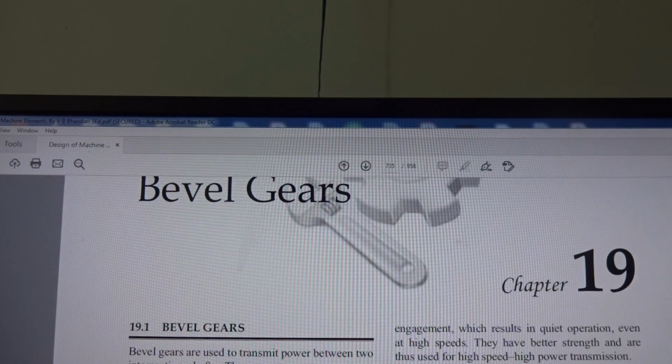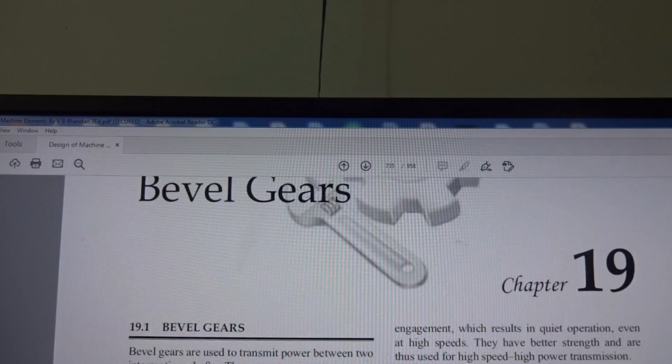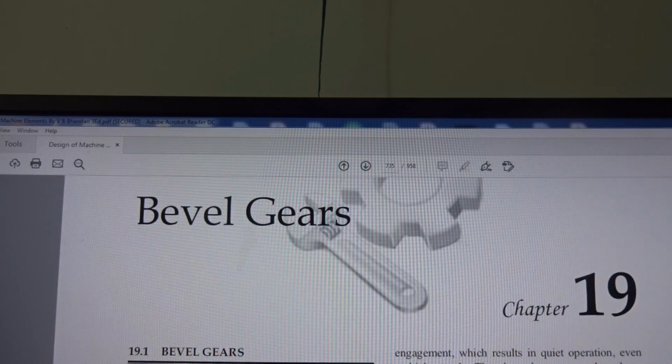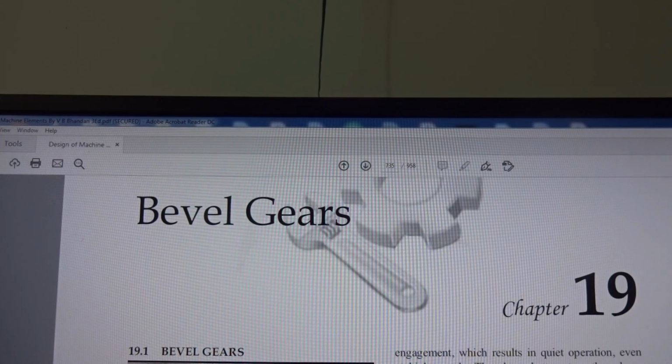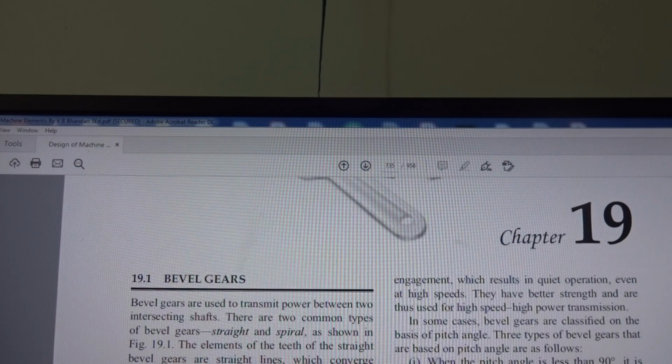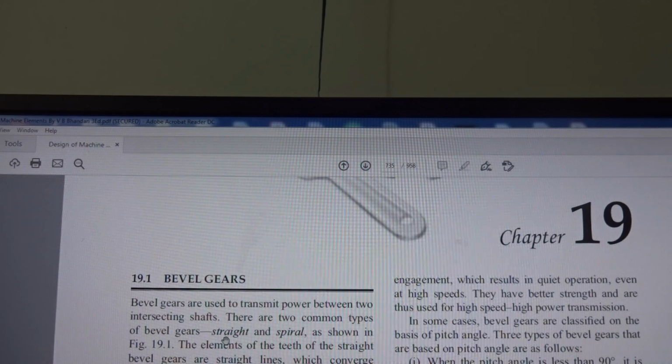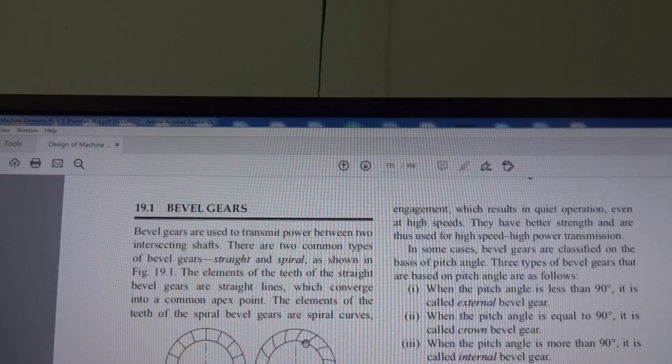Hello everyone. Next topic of this design is the design of the bevel gear. Already I explained the design of the spur and helical gear. Now this is the bevel gear. Bevel gears are used to transmit power between two intersecting shafts. There are two common types of bevel gear: a straight and a spiral bevel gear.